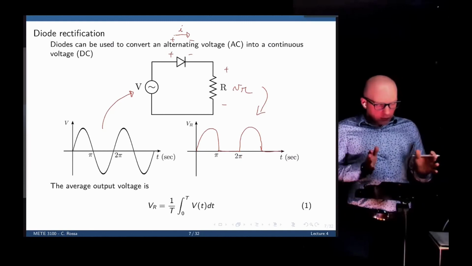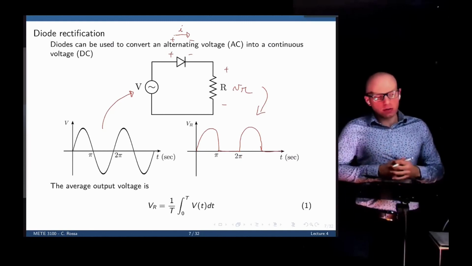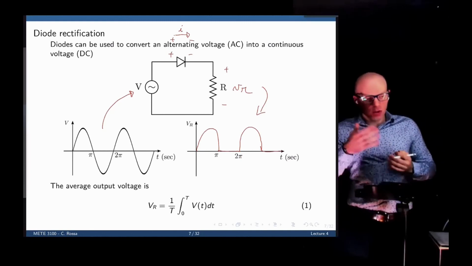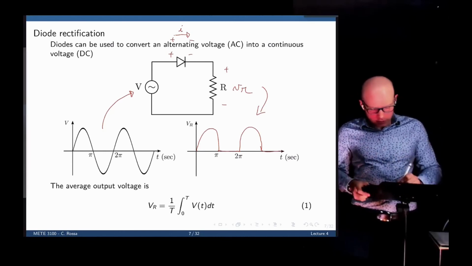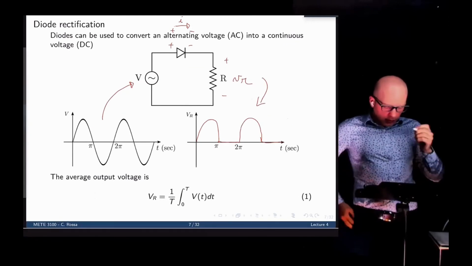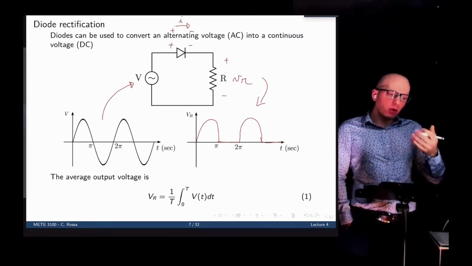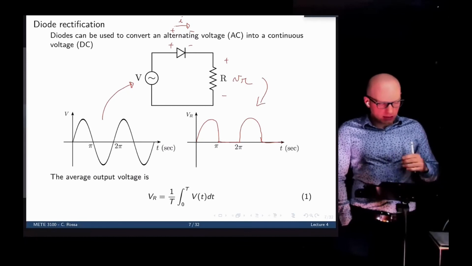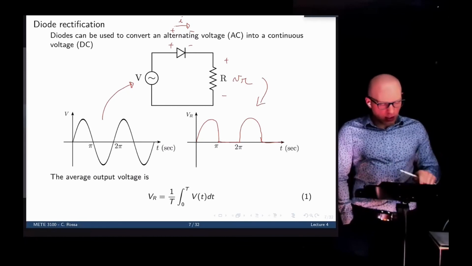The average output voltage of the signal is easy to calculate, as any average voltage is 1 over T, where T is the period, in this case 2 pi, times the integral of V dt over that same period. That's the average voltage that one would see at the output.